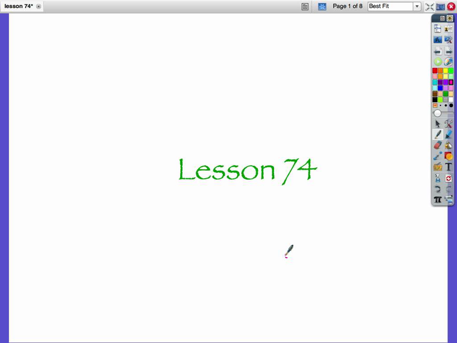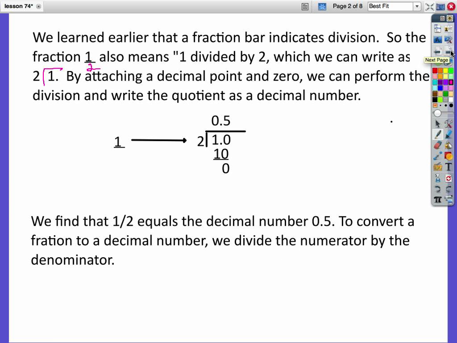For lesson 74, we're going to be writing fractions and ratios as decimal numbers. So we learned earlier that a fraction bar indicates division. So a fraction 1/2 also means 1 divided by 2, which we can write as 1 divided by 2 with the division bar. By attaching a decimal point and a 0, we can perform the division and write the quotient as a decimal number.